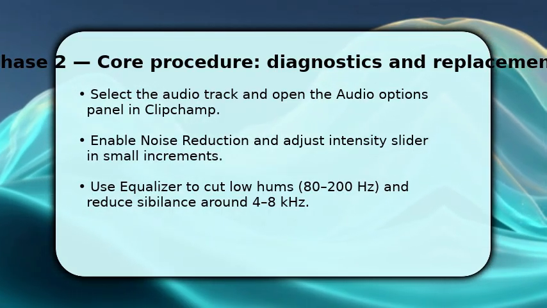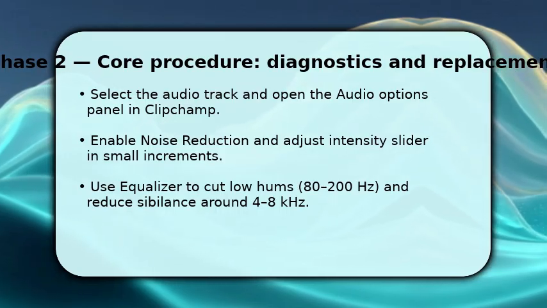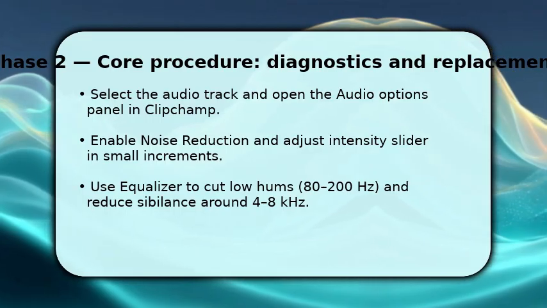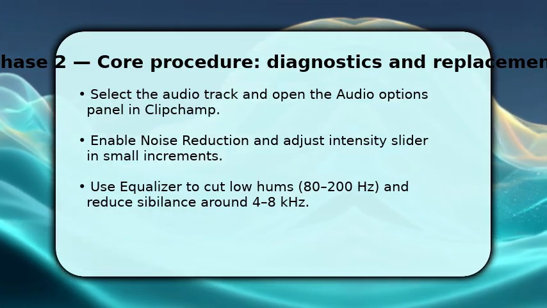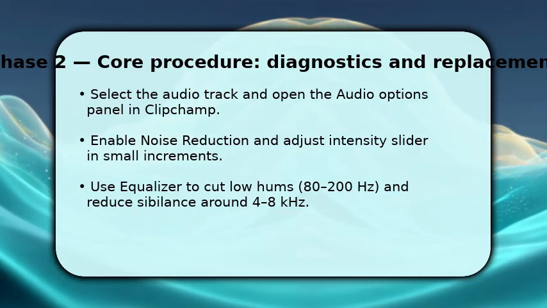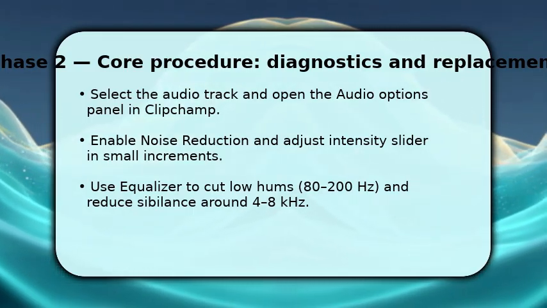Next, use the equalizer to reduce low-frequency hums between about 80 and 200 Hz and gently lower harshness near 4 to 8 kHz if sibilance appears. Once balanced, preview the full clip to ensure the voice stays clear and the background noise is minimized.